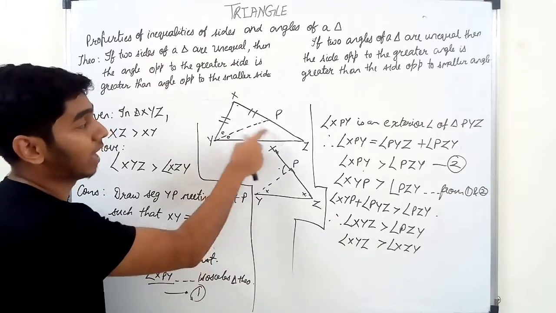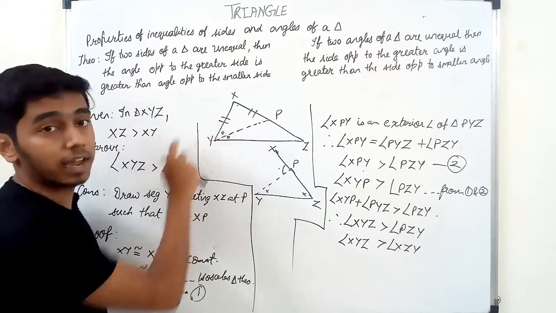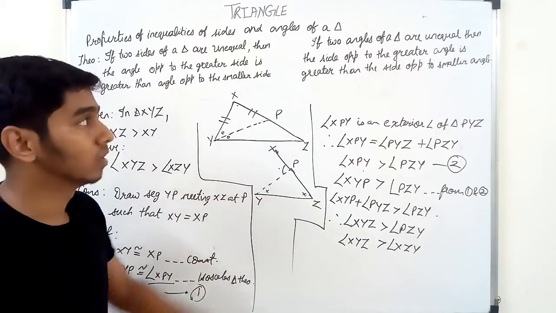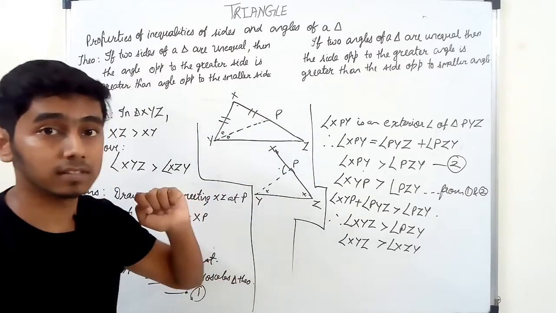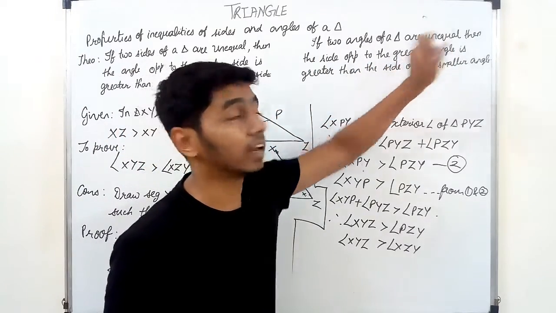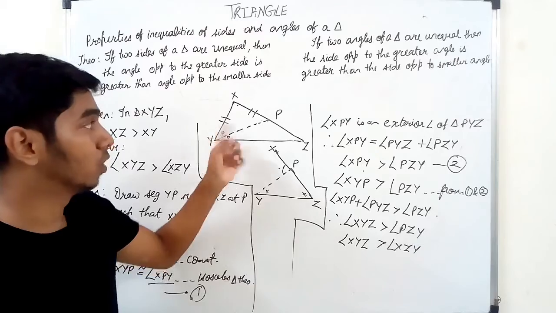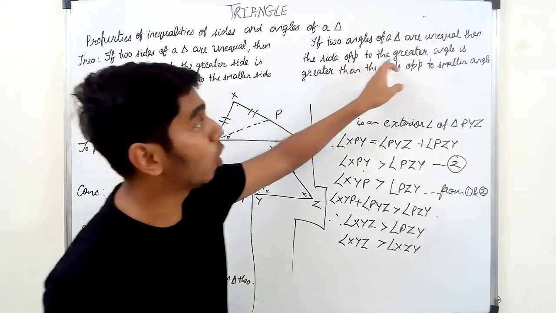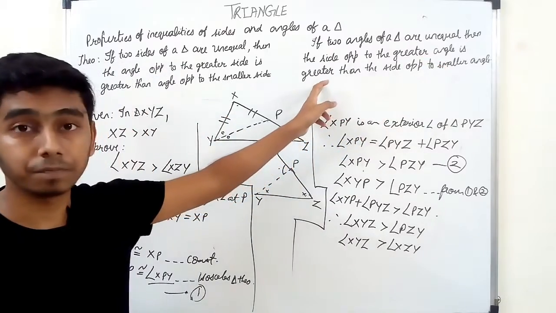Okay, and if the angle is smaller, then we have to prove that this side is also smaller compared to the greater side. Okay, so that's what the statement says. Okay, let's see the statement. If two angles of a triangle are unequal, correct? So two angles are unequal, we are considering, then the side opposite to the greater angle is greater.